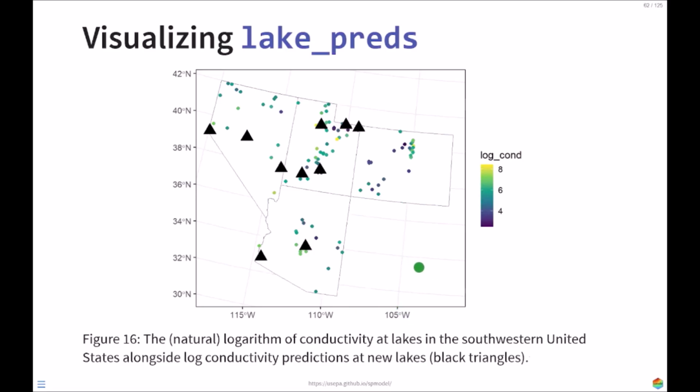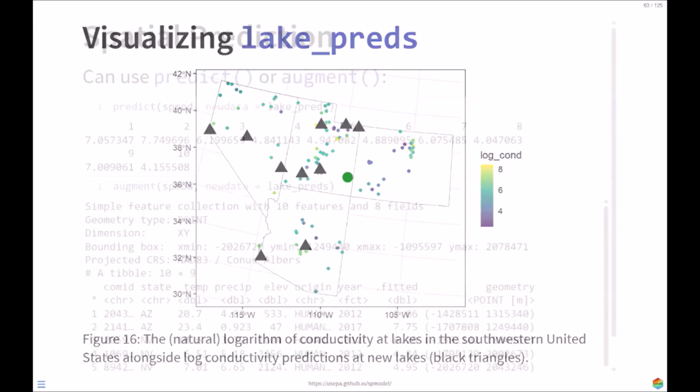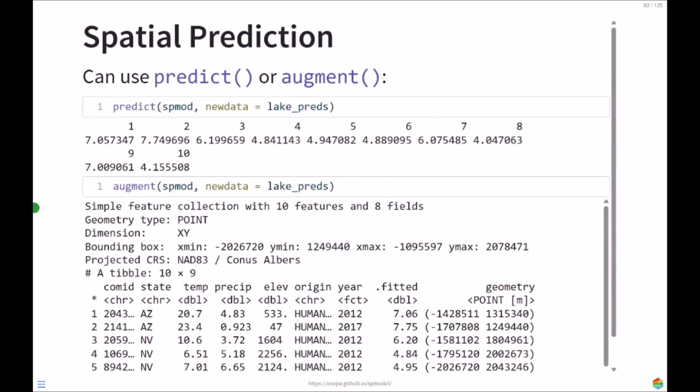Here are the locations of those lakes and lake preds represented by the large black triangles. These are the locations that we want to make predictions at. If I were to make predictions using lm, I would simply supply the lm object and then the new data set. And for spmodel, it works the same way. So I provide the model object spmod, my new data set lake preds, and then I get predictions of log conductivity at those 10 locations in lake preds.